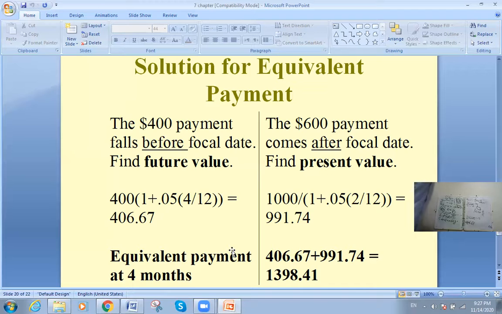Why am I saying this? Because all the period of time is 6 months, but up to the focal date, from the chart itself, is 4 months. I just want to calculate from the maturity date to the focal date. 6 minus 4 will be 2 months only.